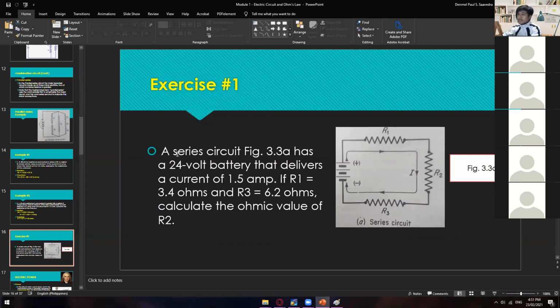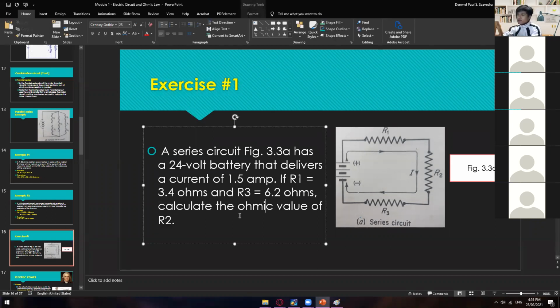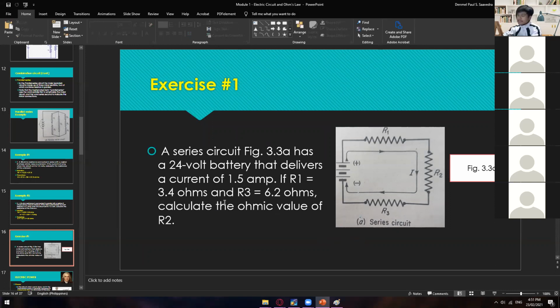So exercise number one, a series circuit, figure 3.3a, which is this one, has a 24-volt battery that delivers a current of 1.5 amps. So if R1 is equal to 3.4 ohms and R3 is equal to 6.2 ohms, calculate the ohmic value of your R2. So I'll give you guys 3 minutes, I guess. So yeah, 2 to 3 minutes. I guess that's enough for you to be able to solve for the R2. So this is a recitation. I would like you guys to participate on this one. Whoever is able to answer this one, then I'll give you a plus point.